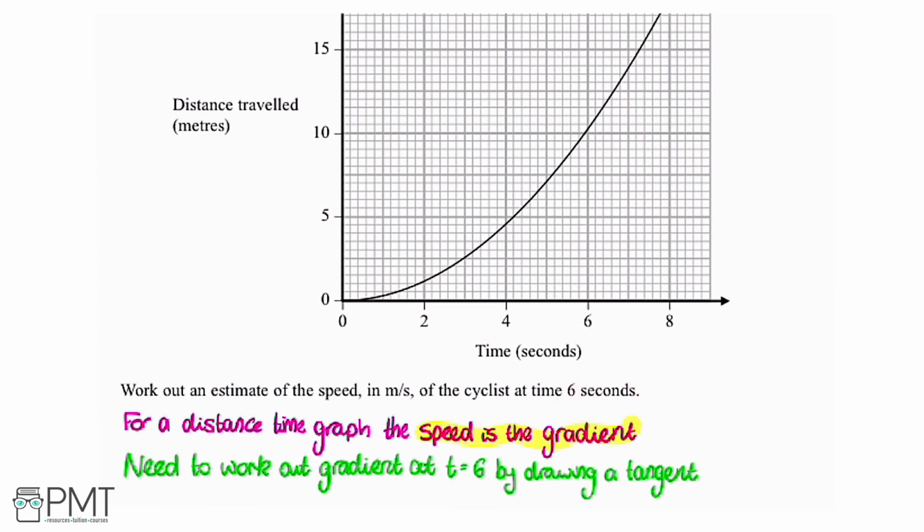We can do this by drawing a tangent. Looking at time as 6, we've got this point here. To draw a tangent at this point, we want to draw a straight line so it only touches at that point. So I'm going to draw a line here and try to get it to line up, at t is 6.